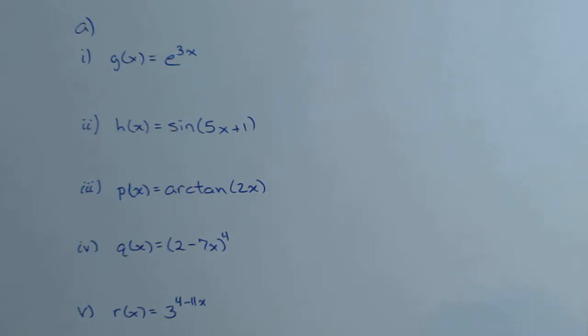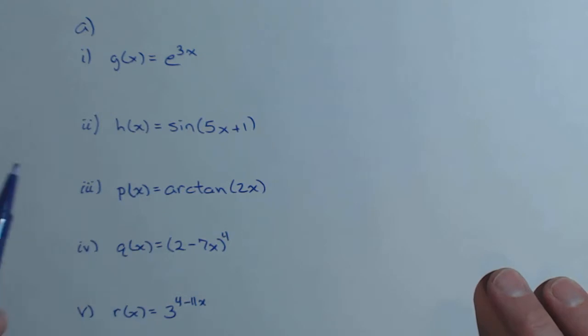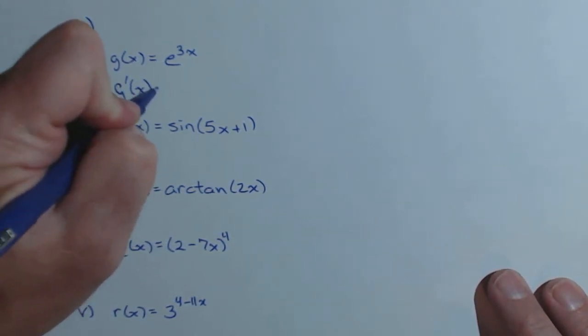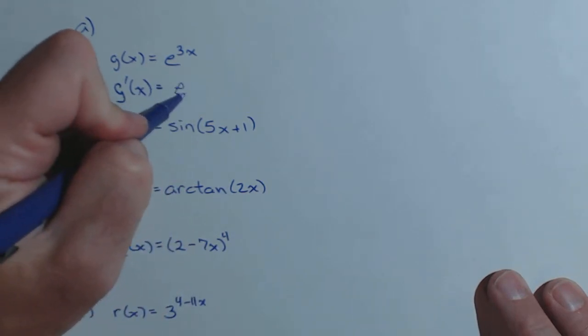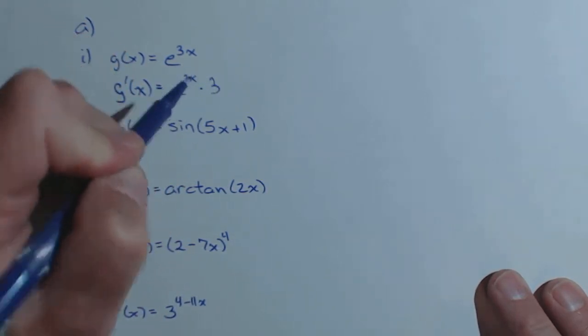This video is going to go through Preview Activity 5.3, which is going to help us to find antiderivatives of functions whose derivatives would be found taking the chain rule. So first off, we're just going to take the chain rule just to remind us what it does. So number one here, if g of x is e to the 3x, g prime of x is e to the 3x times the derivative of the exponent, times 3.